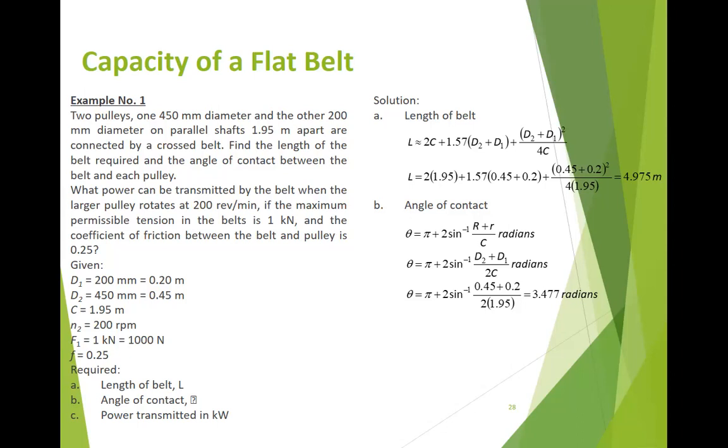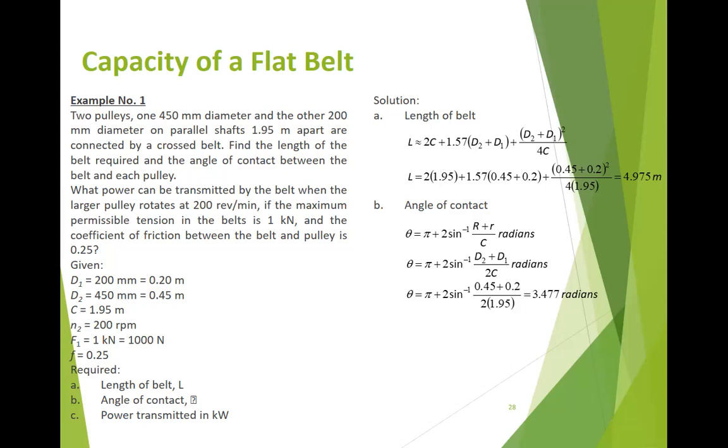C is 1.95. N sub 2 is equal to 200 RPM. F sub 1 is 1 kilonewton or 1,000 newtons. F is 0.25. Required are the length of belt, letter B, the angle of contact, letter C, the power transmitted.